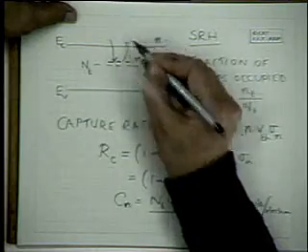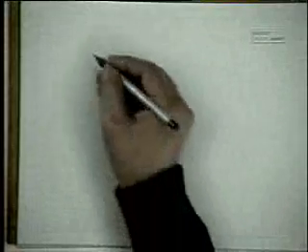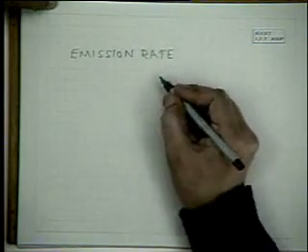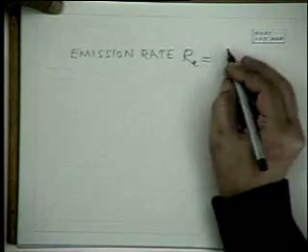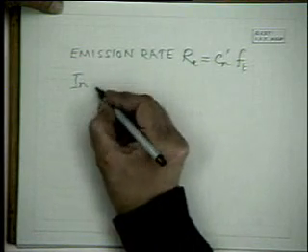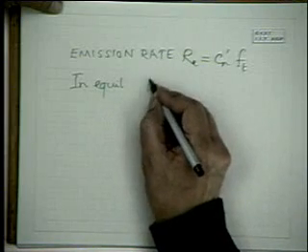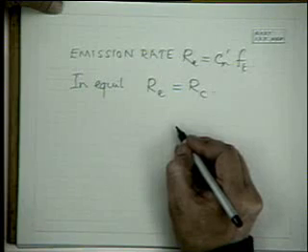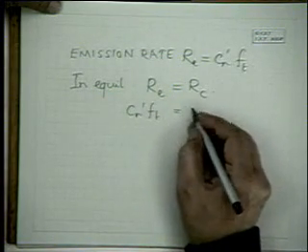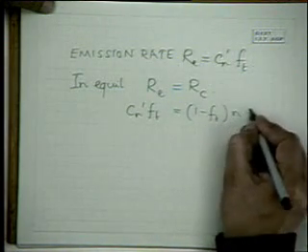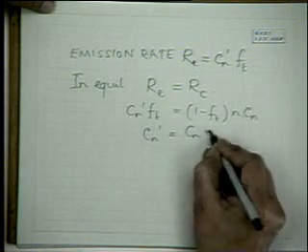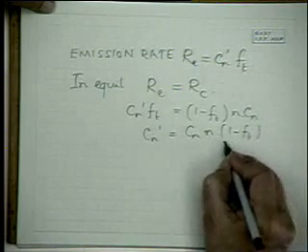What is the rate of emission? We can say that emission rate will obviously depend upon the concentration of electrons in the traps. So the emission rate RE will be, say, we call that Cn dashed into Ft. And in thermal equilibrium, RE is equal to RC. So we have Cn dashed Ft is equal to 1 minus Ft n Cn. So this defines Cn dashed is just Cn n (1 minus Ft) by Ft.